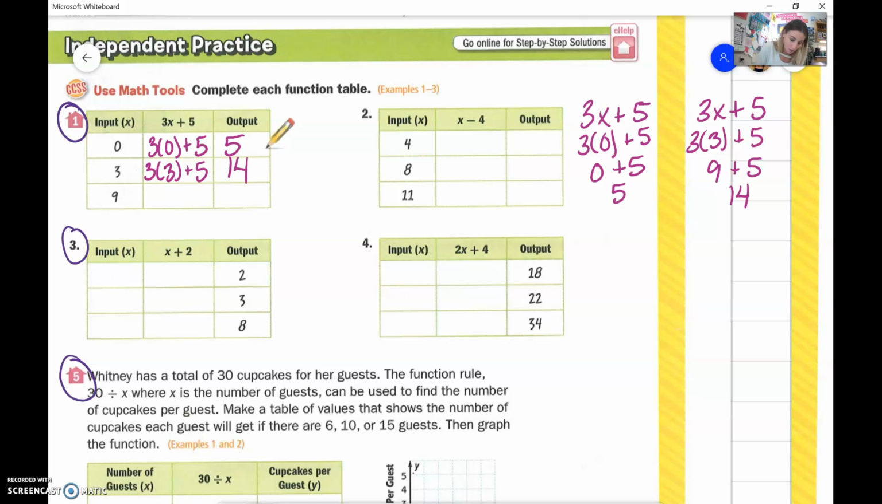And the last one, we're going to replace my variable with 9. So now I have 3 times 9 plus 5. 3 times 9 is 27. 27 plus 5 is 32. Therefore, I get 32. Okay?